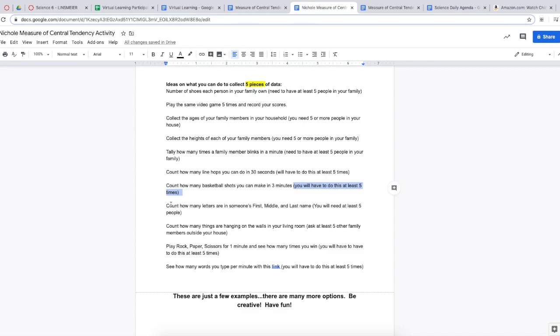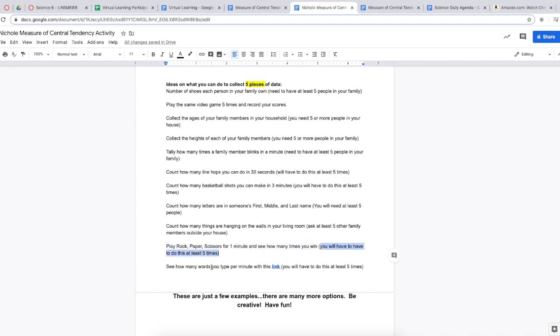You could count how many letters are in someone's first, middle, and last name. Again, I only have 3 people in my household, so I would have to call my grandpa or call my cousin or call Miss Matlis or Mr. Aki and ask them, because I need 5 people at least, or 5 pieces of data. I could count how many things are hanging on your living room wall or on my living room wall. I could play rock, paper, scissors for a minute, and every time I win, I could put a tally, and then I could do this 5 times.